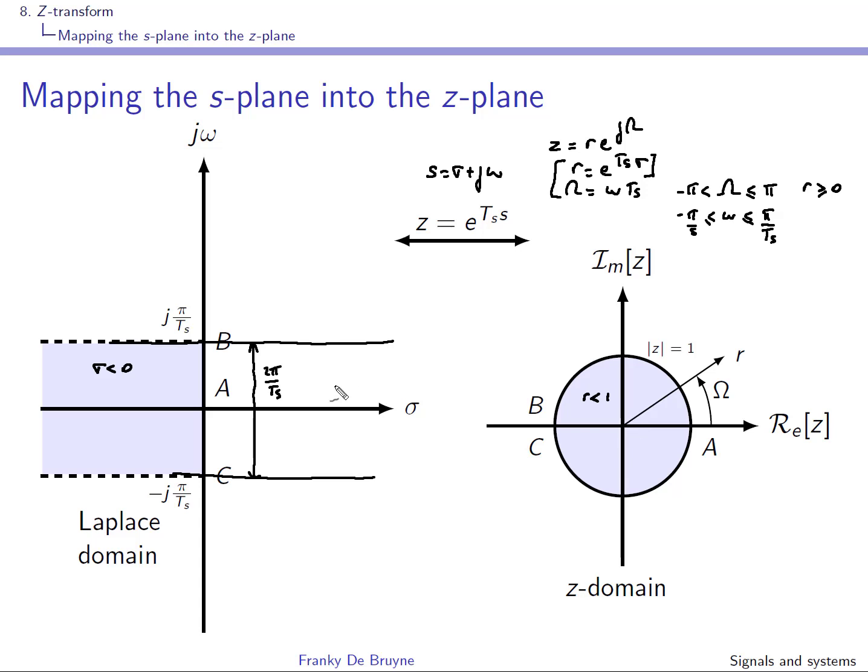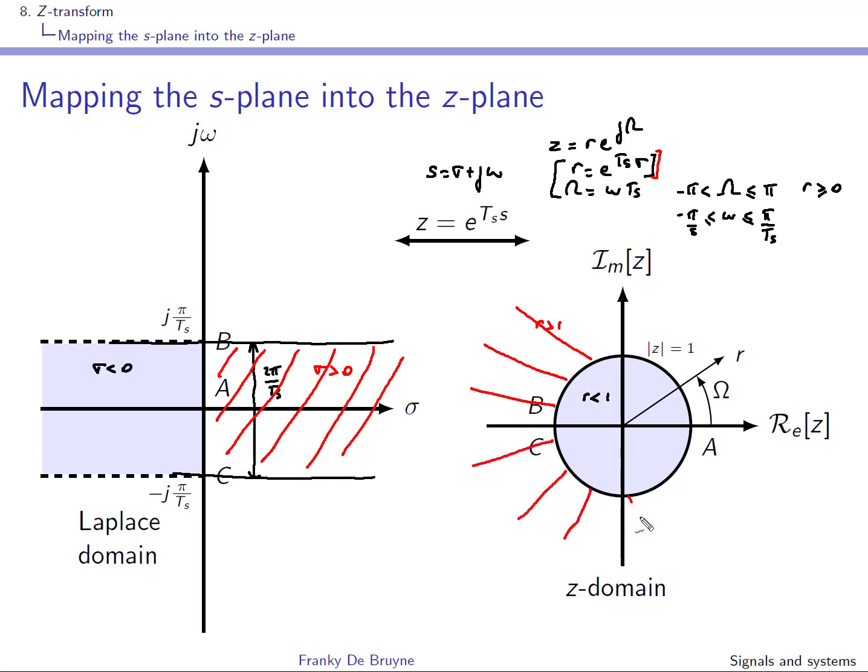So now we can also have a look at what happens, and I'll change color here, when sigma is larger than 0. You can see from the same relation that this will correspond to r larger than 1. So this half strip to the right of the j omega axis will be mapped to the region that is outside the circle modulus of z equal to 1, right?